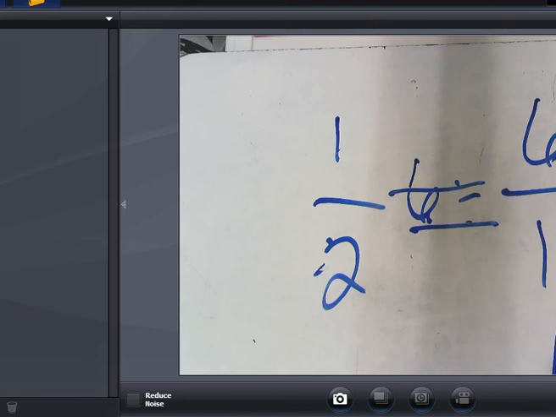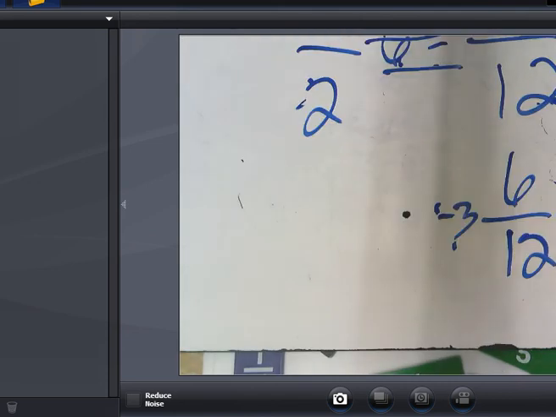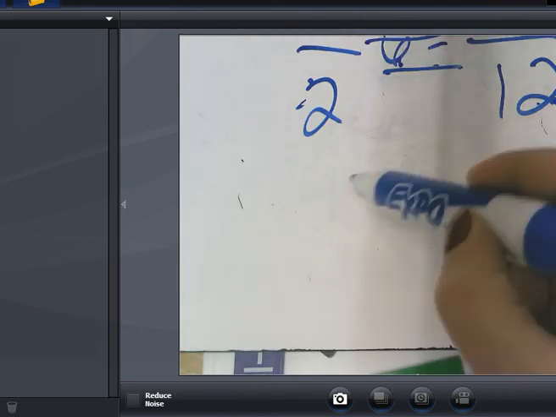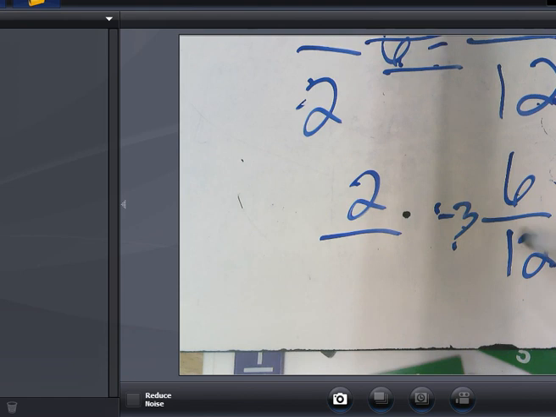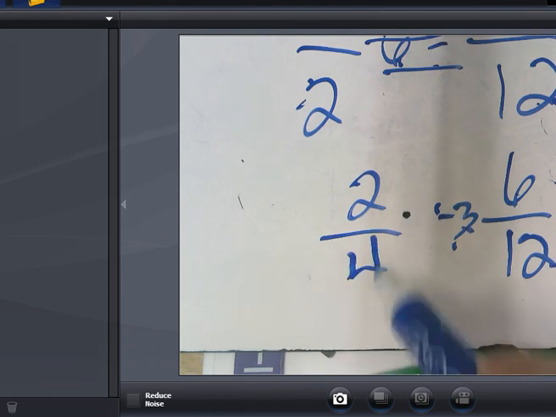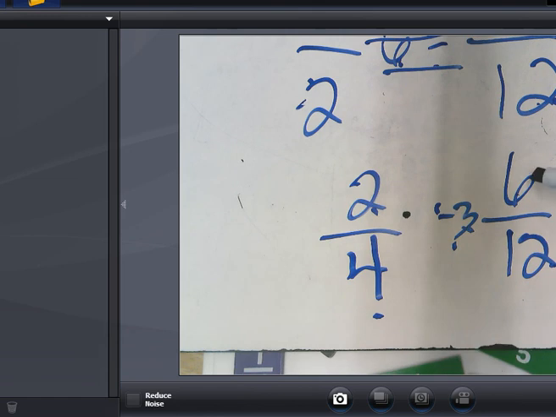Could I have done another number? I could have divided them both by 3 equally. So 6 divided by 3 is 2. 12 divided by 3 is 4. 2/4 is equivalent to 6/12.